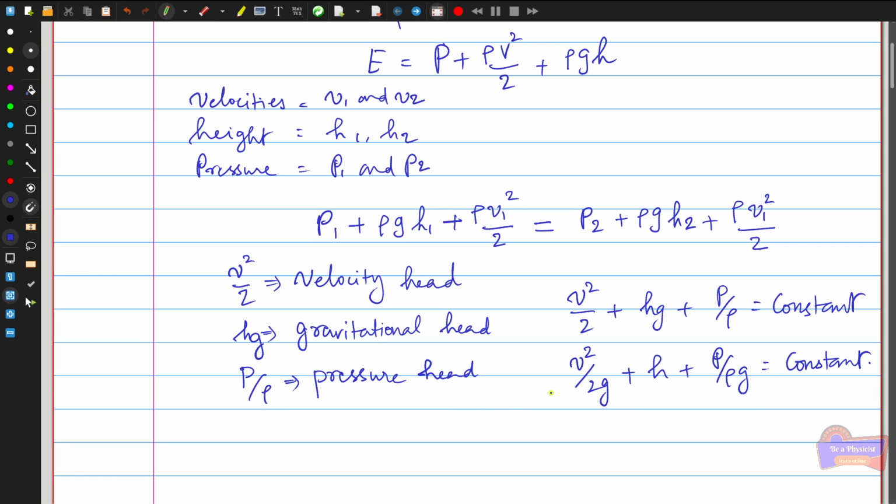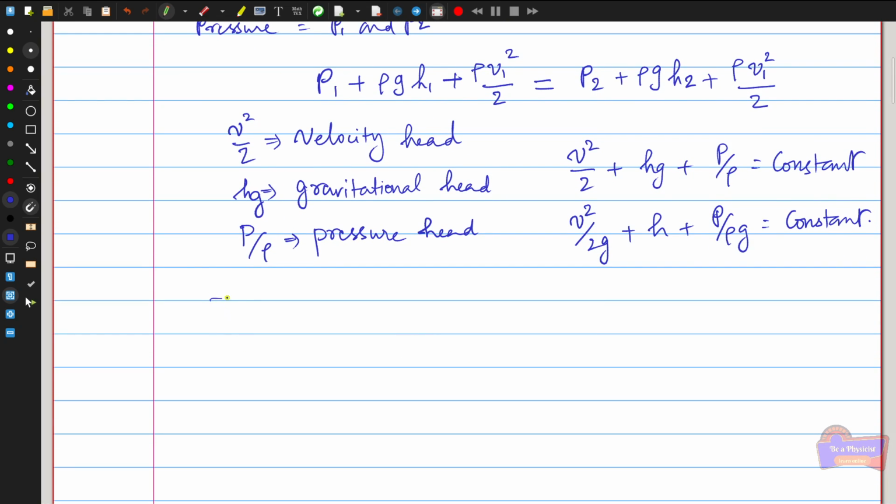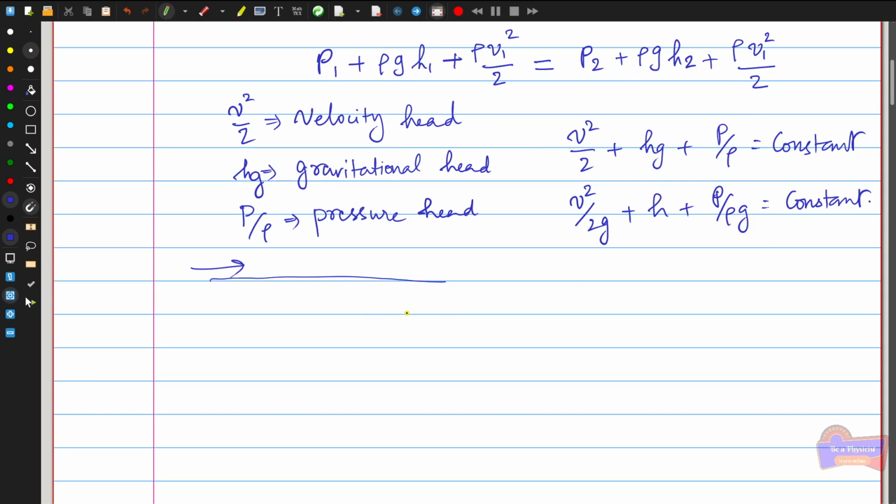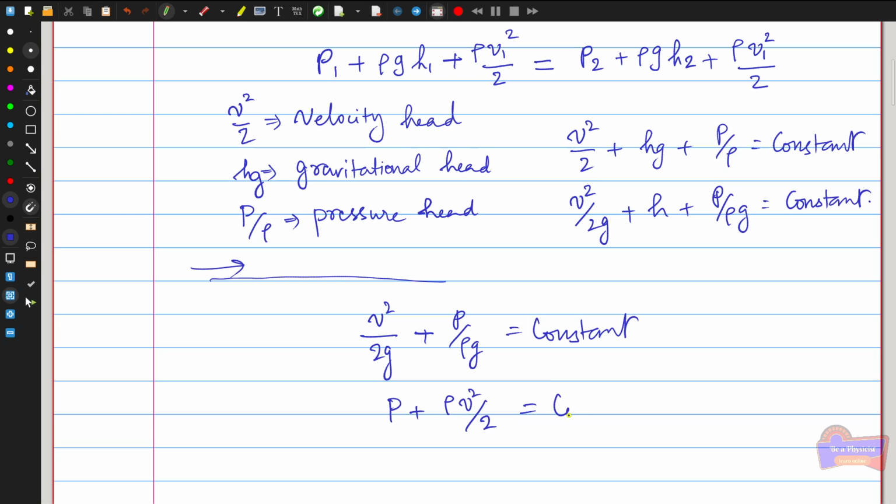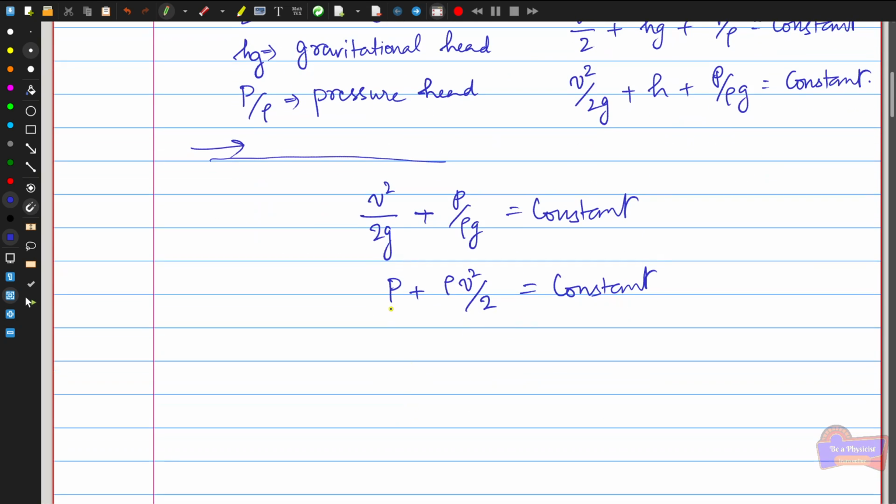Suppose in the case of a liquid flowing along a horizontal pipe, the gravitational head is a constant value, so I can write v squared divided by 2g plus p divided by rho g, which is equal to constant. Or I slightly modify this equation by multiplying it by rho g, and then I get p plus rho v squared divided by 2, which is equal to a constant value. Here p is the static pressure, and rho v squared by 2 is the dynamic pressure.